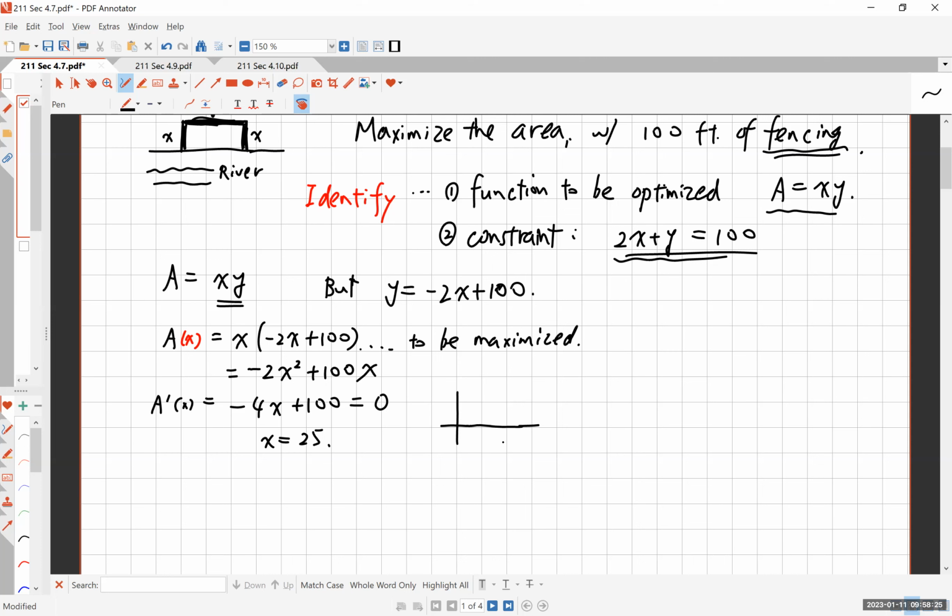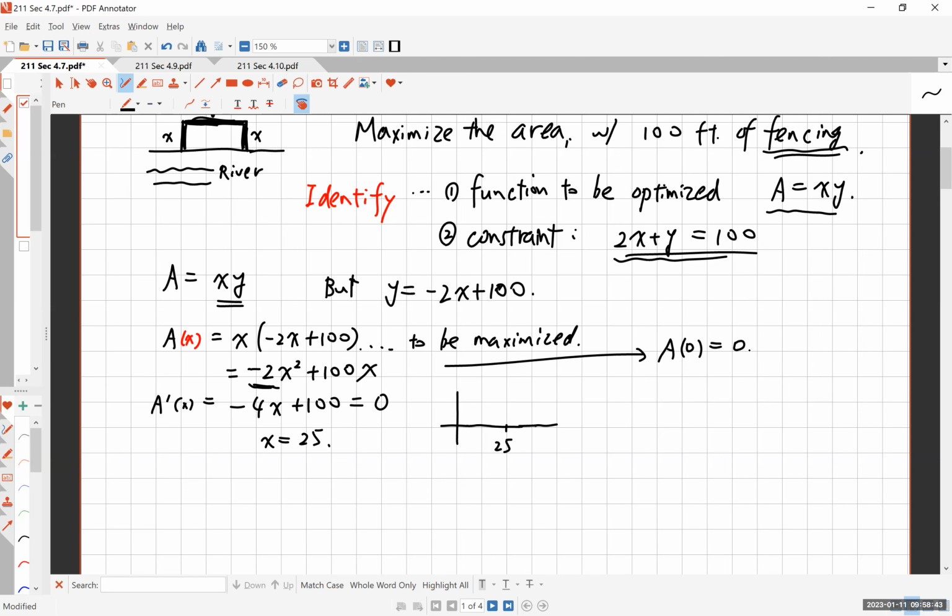But what do you know about this function? Well, when x is 25, it is the maximum. How do you know that? Because you know that this is an upside down parabola. And in fact, you know from this equation, A of 0 is 0.